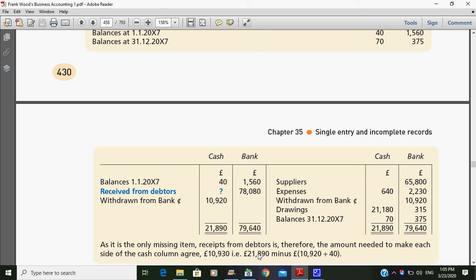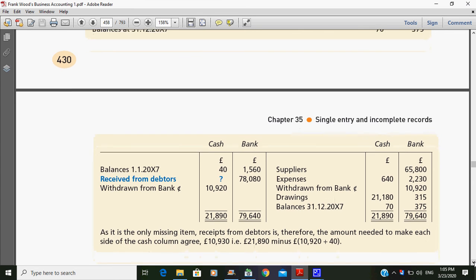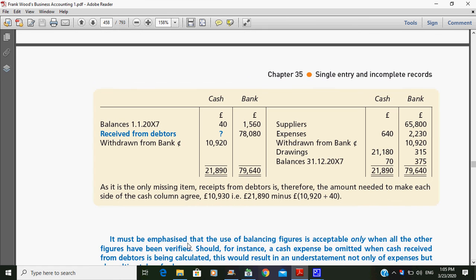Debtors. As it is the only missing figure, receipts from debtors is therefore the amount needed to make the side of each cash column agree, which is 10,930. That is 21,890 minus 10,990 plus 40, and that will give you 10,930, and that's it for missing figures.